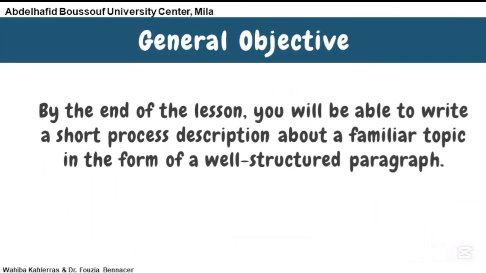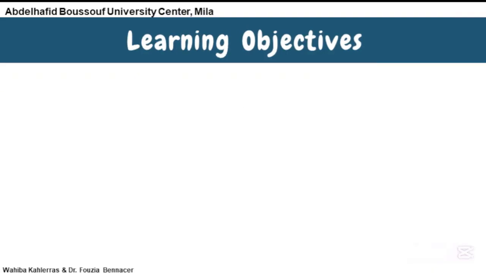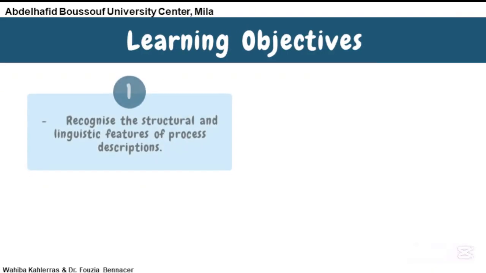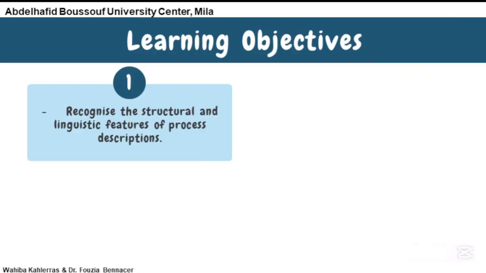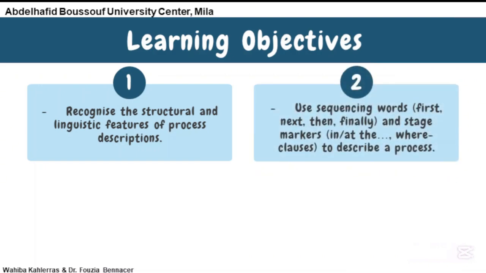So, the aim of this lesson is to be able to write a short process description about a familiar topic in the form of a well-structured paragraph, which we learned last session. A process is a series of actions or steps taken in a specific sequence to achieve a particular result or goal. It explains how something is done, how something works, or how something is made.